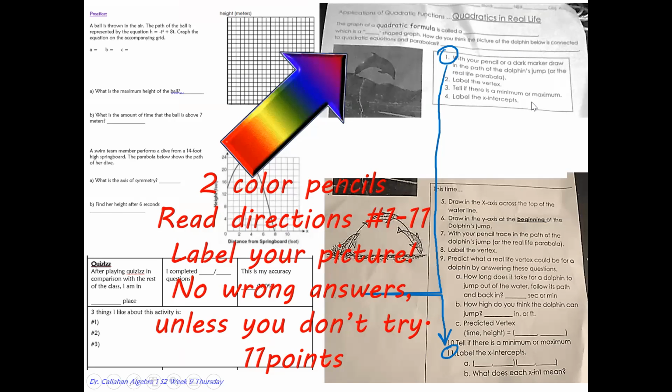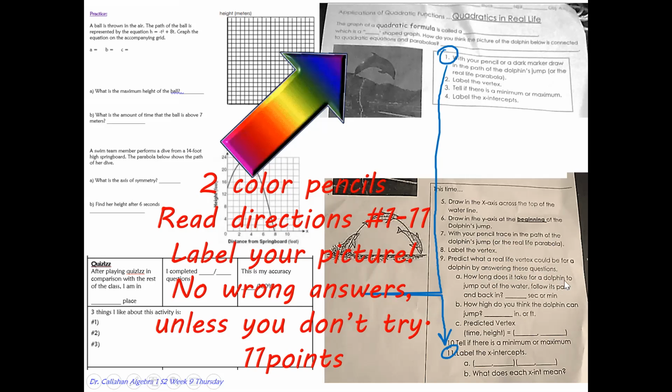the parabola? So what I want you guys to do is I want you to draw an x-axis across the top of the waterline of the dolphin. Draw the y-axis at the beginning of the dolphin jumps. With your pencil, trace a path of the dolphin jumps. Label the vertex. Predict what a real-life vertex could be for a dolphin by answering the following questions.